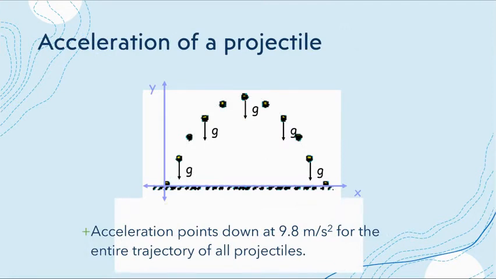One thing that's really important for you to notice is that your acceleration due to gravity is always downward. It's not changing in its value. It's always acting the same, okay? So it's always going to be pointed downward, 9.8 meters per second squared.